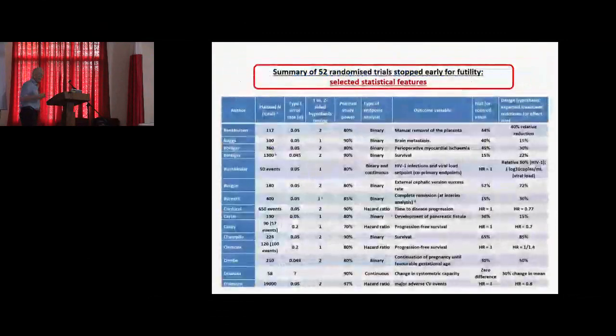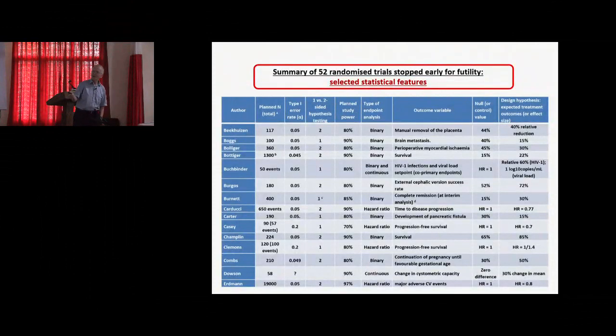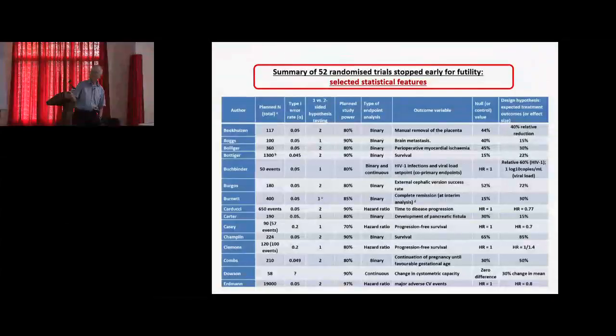Okay, now we go on to table 2, again, which may be a little bit small for you. This is something to do with the selected statistical features. So what we find here is the stuff that we were able to extract. And some of these things you might have done when you reviewed your paper last night. We'll be hearing about that in a moment. Okay, so what did they plan for their target sample size here? What was their type 1 error rate, the alpha? Was it 1- or 2-sided testing? And you can see there's quite a range of those.